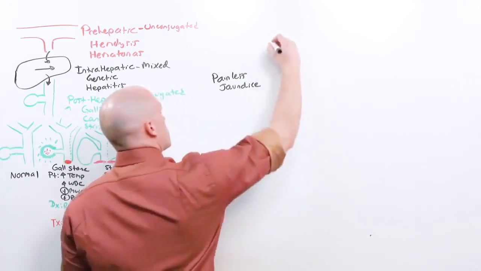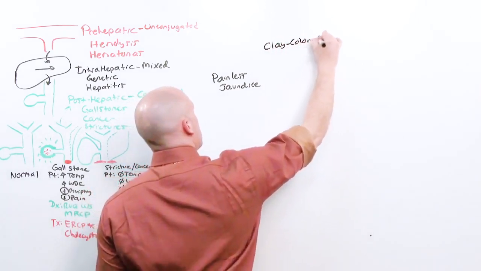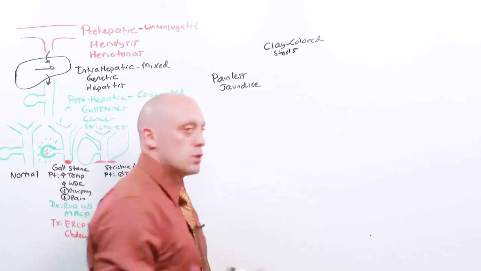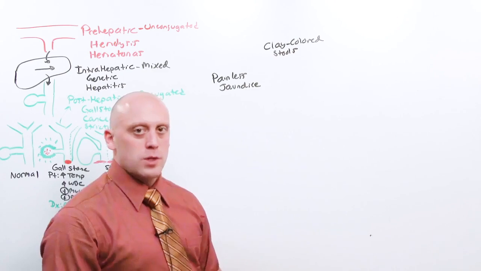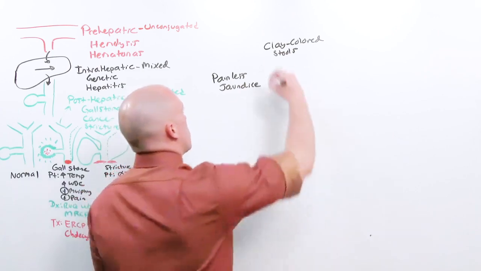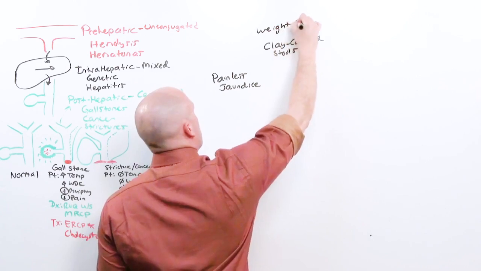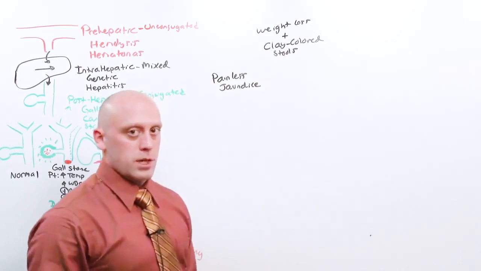The other way you're going to get this is with clay-colored stools. Now this isn't common, but it's great for the boards. Bilirubin gives stool its color. So if you can't get bilirubin into the stool, it comes out as clay-colored. And they're going to tell you, hey, this is cancer, by saying, in addition, there's weight loss. So weight loss and clay-colored stool gives you the idea of some sort of cancer in the biliary tree.